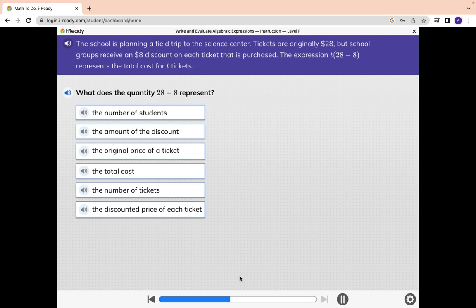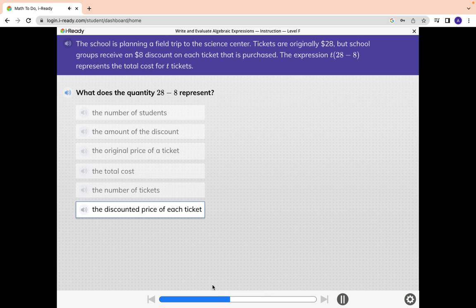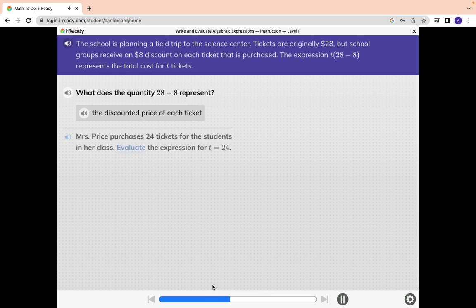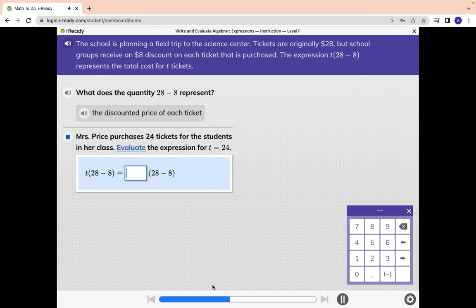Okay. $28 minus 8 represents the amount of the discounted price of each ticket. Great work. That's kind of expensive. Mrs. Price purchases 24 tickets for the students in her class. Evaluate the expression for T equals 24.